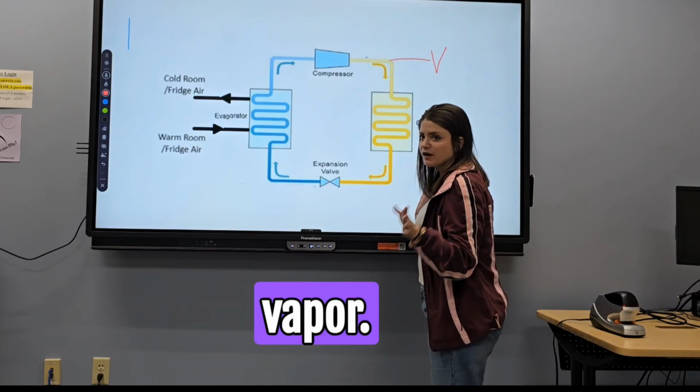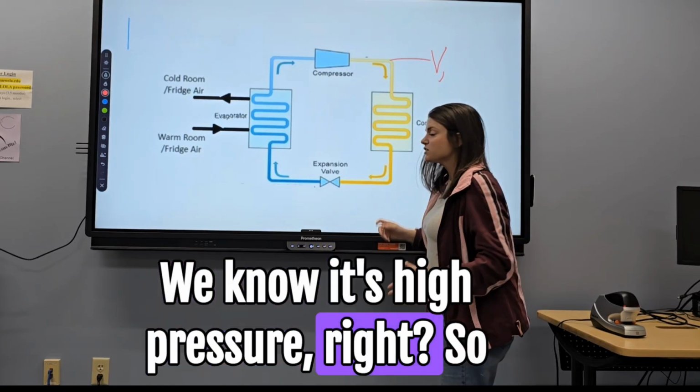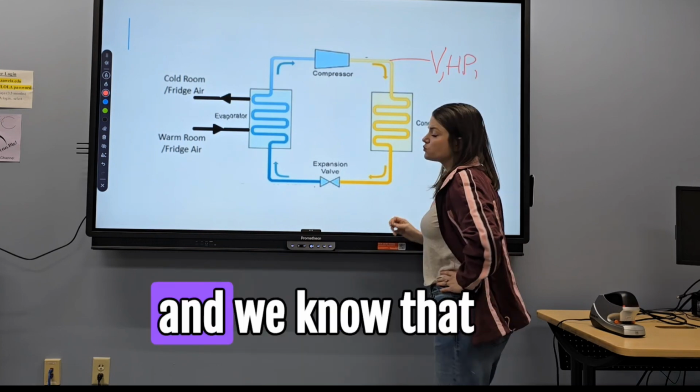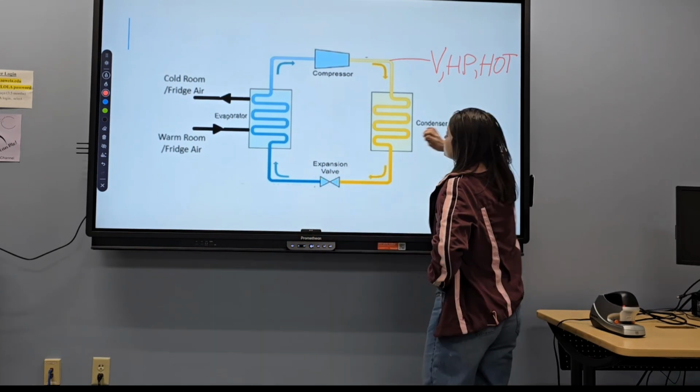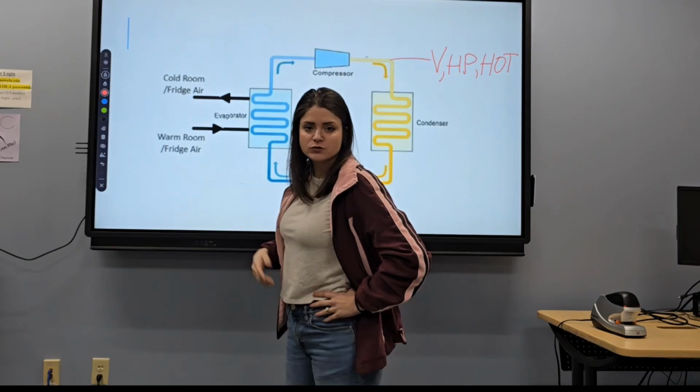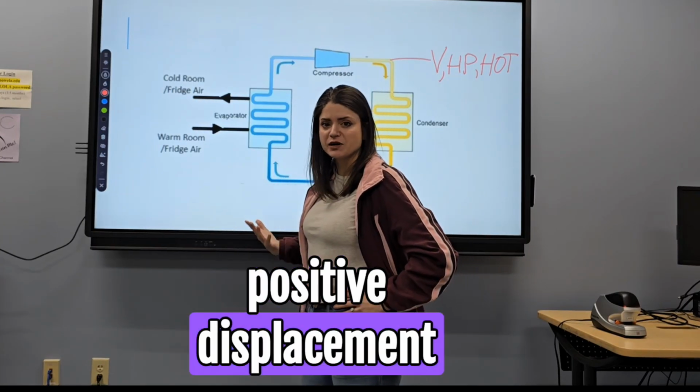So leaving our compressor, we're going to have a vapor. I'm going to put V for vapor. We know it's high pressure, right? So I'll put HP for high pressure. And we know that higher pressure, higher temperature, so it's going to be hot. So in an actual refrigeration loop, it's going to be a reciprocating compressor or positive displacement compressor.